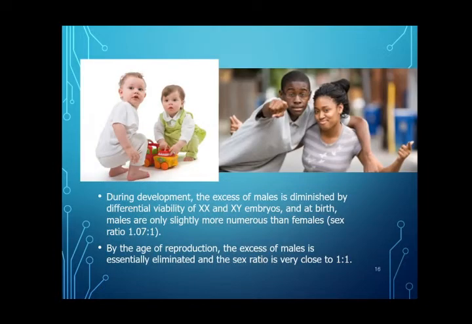During development, the excess of males is diminished by differential viability of XX and XY embryos, and at birth, males are only slightly more numerous than females, a sex ratio of 1.07:1. By the age of reproduction, the excess of males is essentially eliminated, and the sex ratio is very close to 1:1.